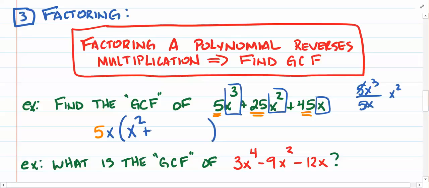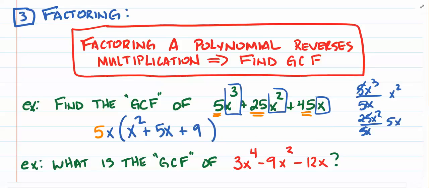Okay, then I have a positive. If I take 25x squared and factor out a 5x, it's the same thing as dividing out 5x. 25 divided by 5 is 5. X squared over x is just x, so I'd have a positive 5x. That's where that comes from. And then similarly, if I took the 45x, I would have just a positive 9, because 45x divided by 5x is just 9.